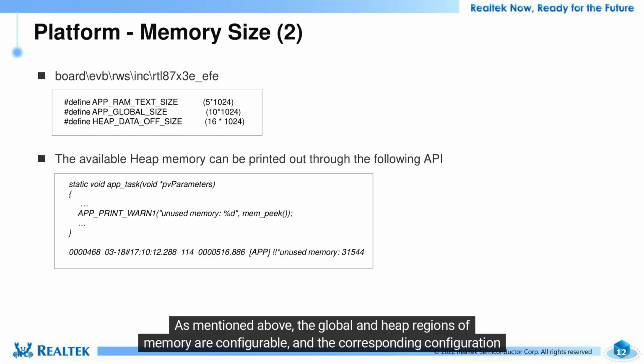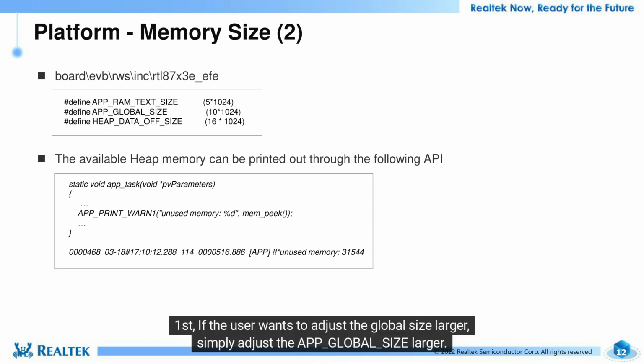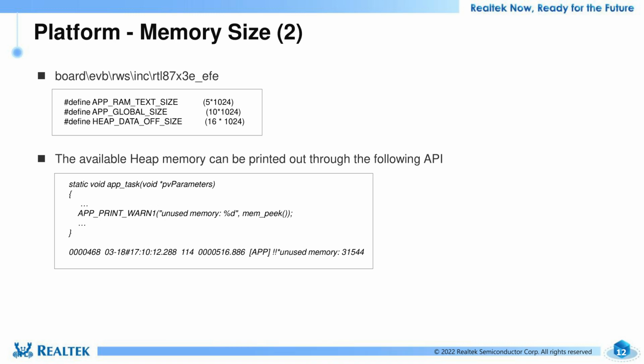As mentioned above, the global and heap regions of memory are configurable, and the corresponding configuration file is located in the SDK /board/EVB/RWS/RTL87X3E/ directory, the mem_config.h file. First, if the user wants to adjust the global size larger, simply adjust the app_global_size larger. Second, if you want to increase the heap size, you need to turn down app_global_size. Note that the total sum of app global and heap is unchanged.